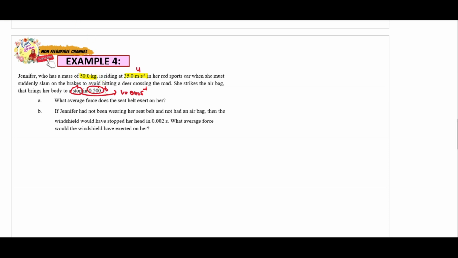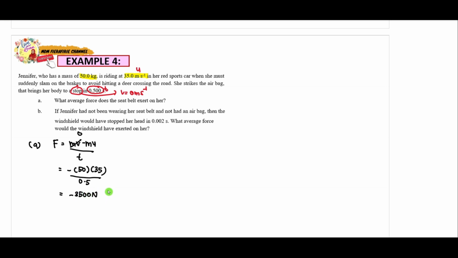Okay, so question A, we want to calculate what is the average force the seat belt exerts on her. So we can calculate by using this equation straightly, mv minus mu over t. Okay, so we substitute where m is 50 kg, since v is equal to 0, u is 35, over time is 0.5. Therefore, the average force that the seatbelt exerts on her is equal to negative 3,500 Newton.